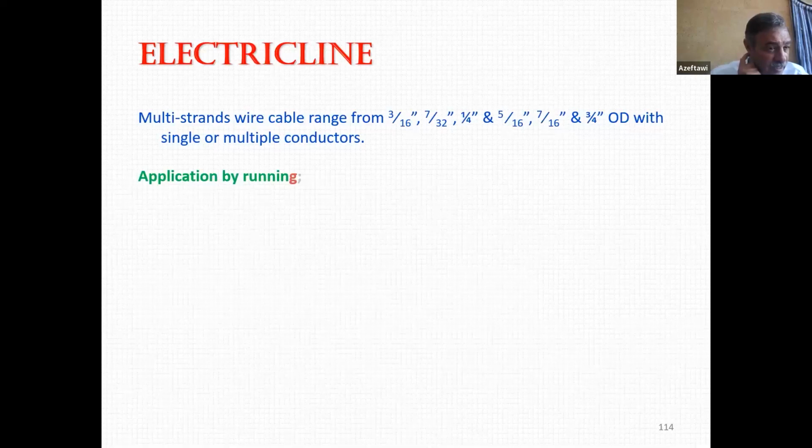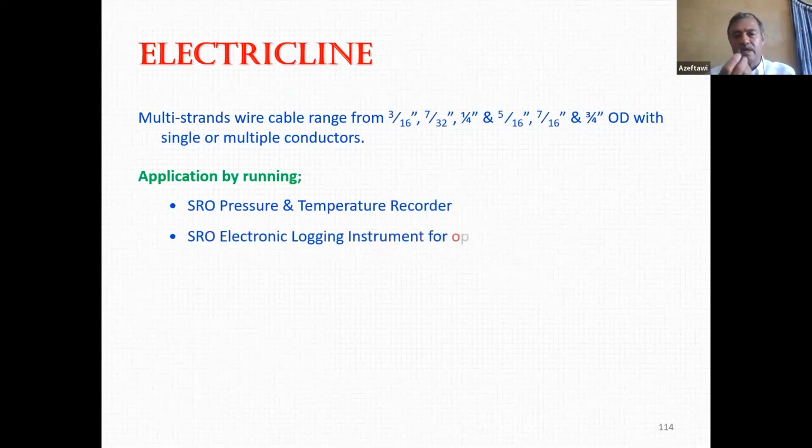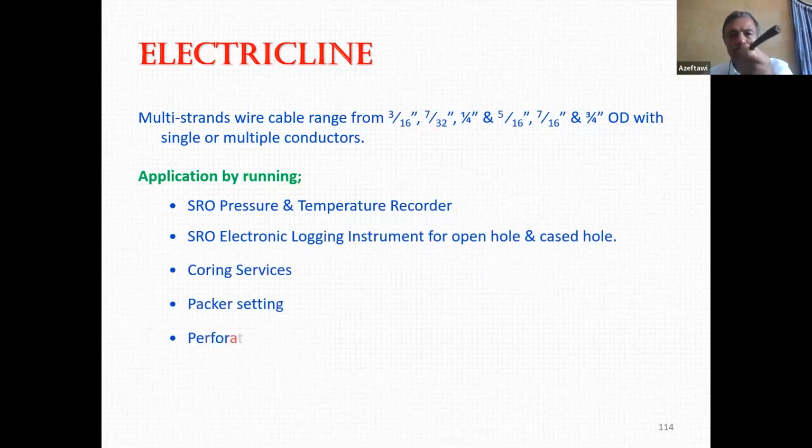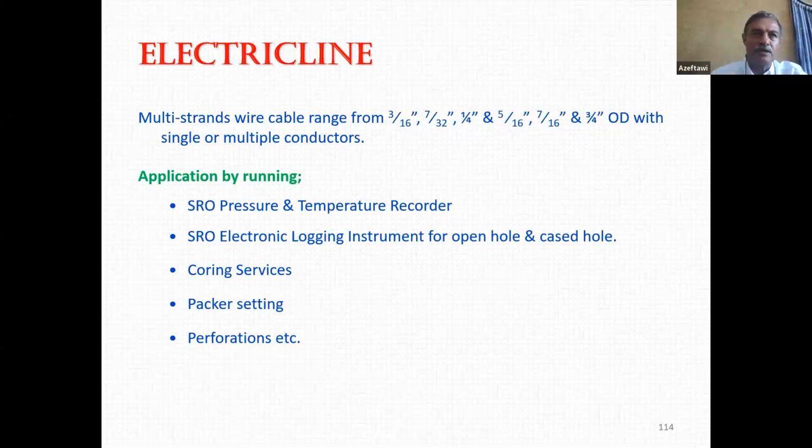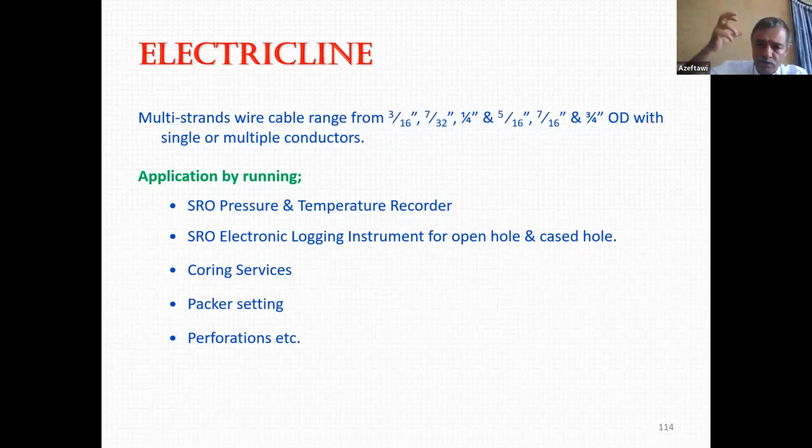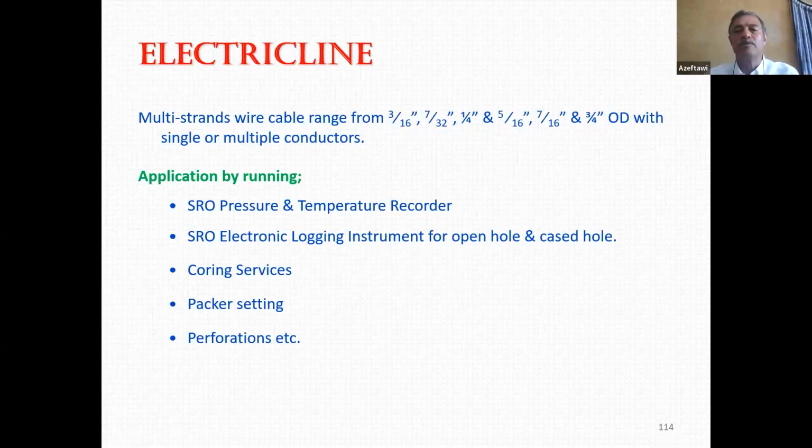The third line is the E line, electric line. The electric line is a multi-strand wire, but as we said, it has an electric cord in the middle. This electric cord allows us to have what we call SRO services. SRO stands for service readout. So we can read pressure and temperature on surface while you are deep in the hole, but you still can get these measurements through this electric line, through a screen.